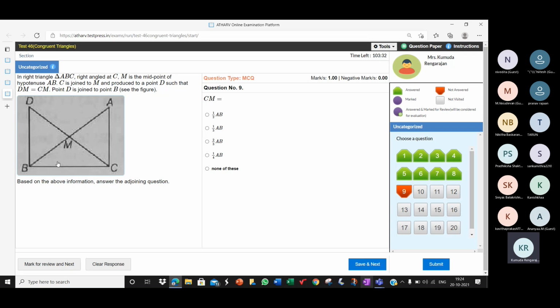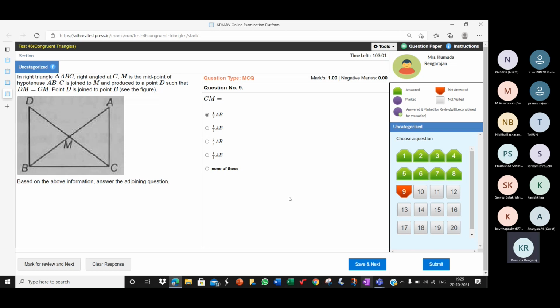So let's say CM is equal to, on the other side, half AB. So CM is equal to half of AB. I repeat, hypotenuse DC is equal to hypotenuse AB. Since the two right triangles are congruent, their corresponding sides are equal. Half of DC will be equal to half of AB.